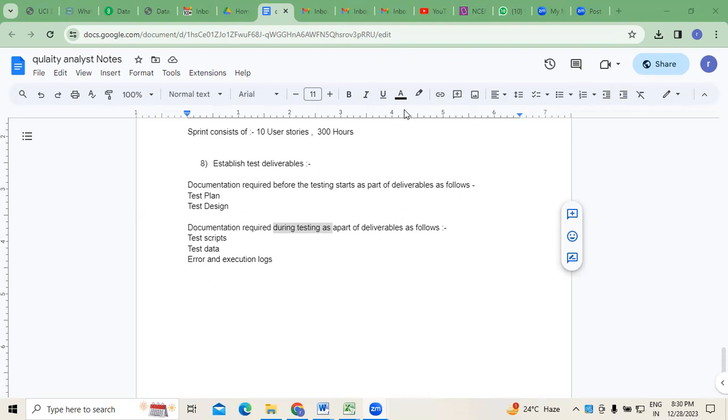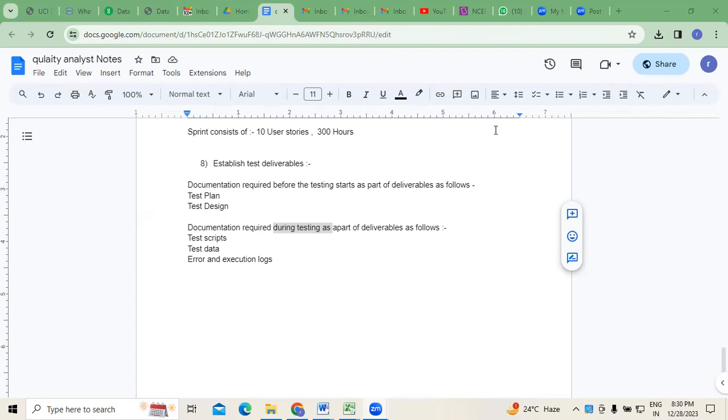Again, this is based on the brand, right? So based on the brand, it can be categorized. So these are all something which are required whenever we are working on the test data.